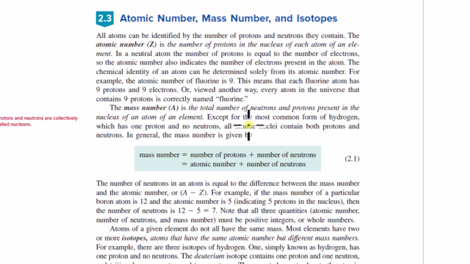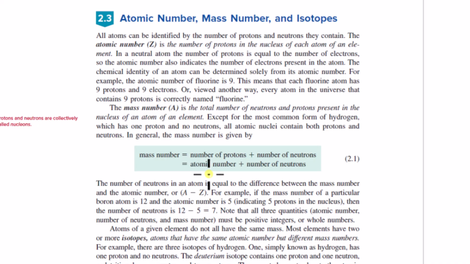Okay, except for the most common form of hydrogen, which has one proton and no neutrons, all atomic nuclei contain both protons and neutrons. In general, the mass number is given by, so the mass number, like the atomic number, is going to be an integer, a positive integer, and you just count the number of protons and count the number of neutrons and add those together, and that's the mass number.